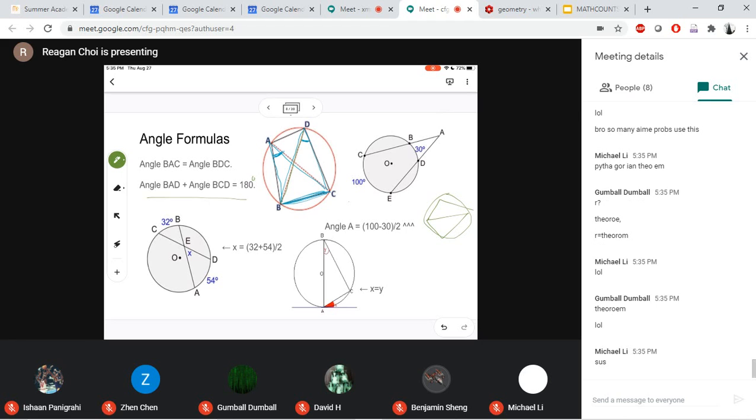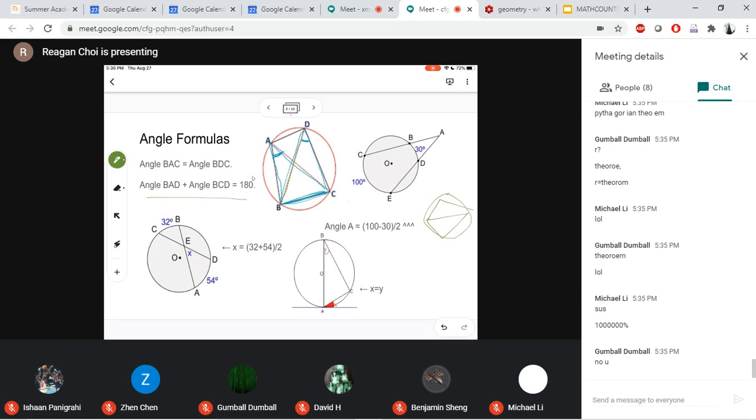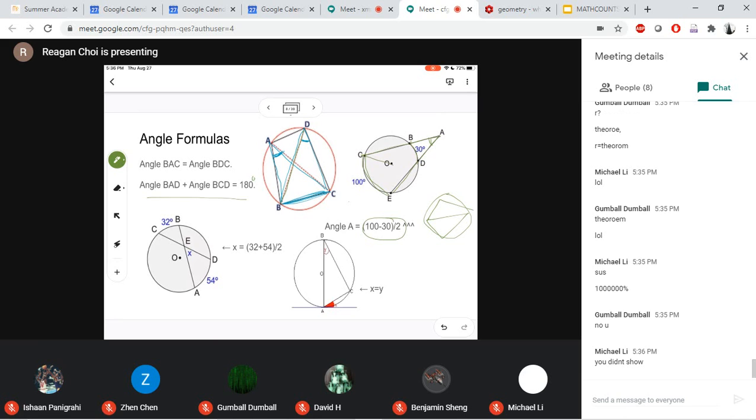Additional formulas. If you have something like this, this angle is the length of this arc minus the length of that arc, over 2, where this is the length of the arc. That's how it's defined.